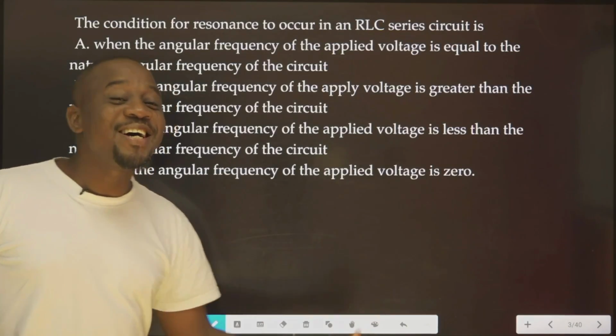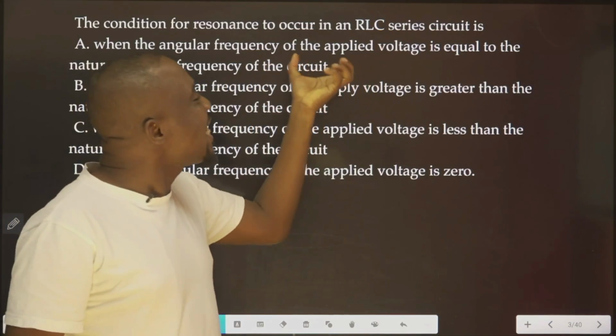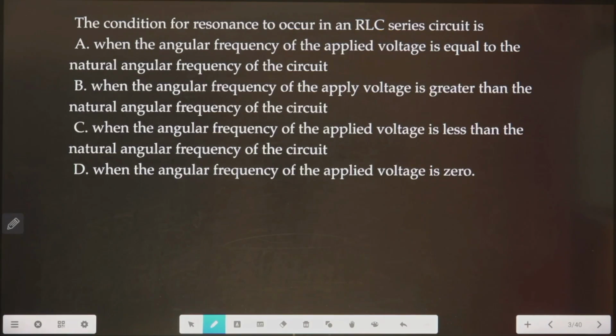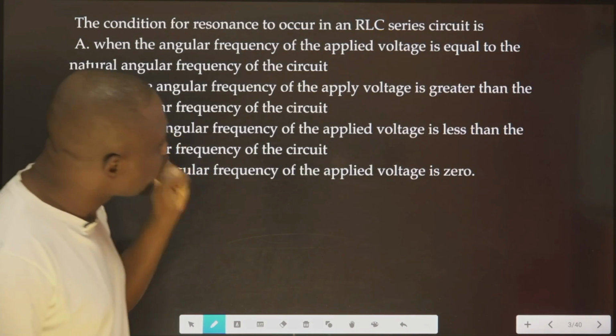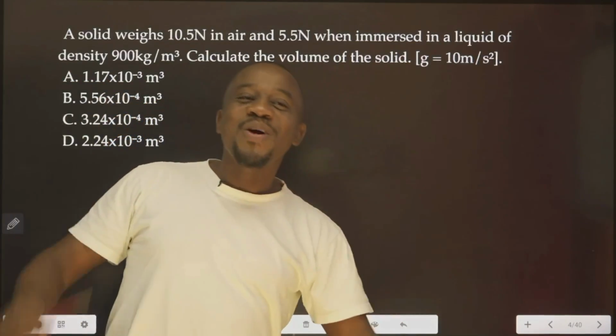Another question says, the condition for resonance to occur in an RLC series circuit is what? It says when the angular frequency of the applied voltage is equal to the natural angular frequency of the circuit. I don't want to go for that. A is the answer.